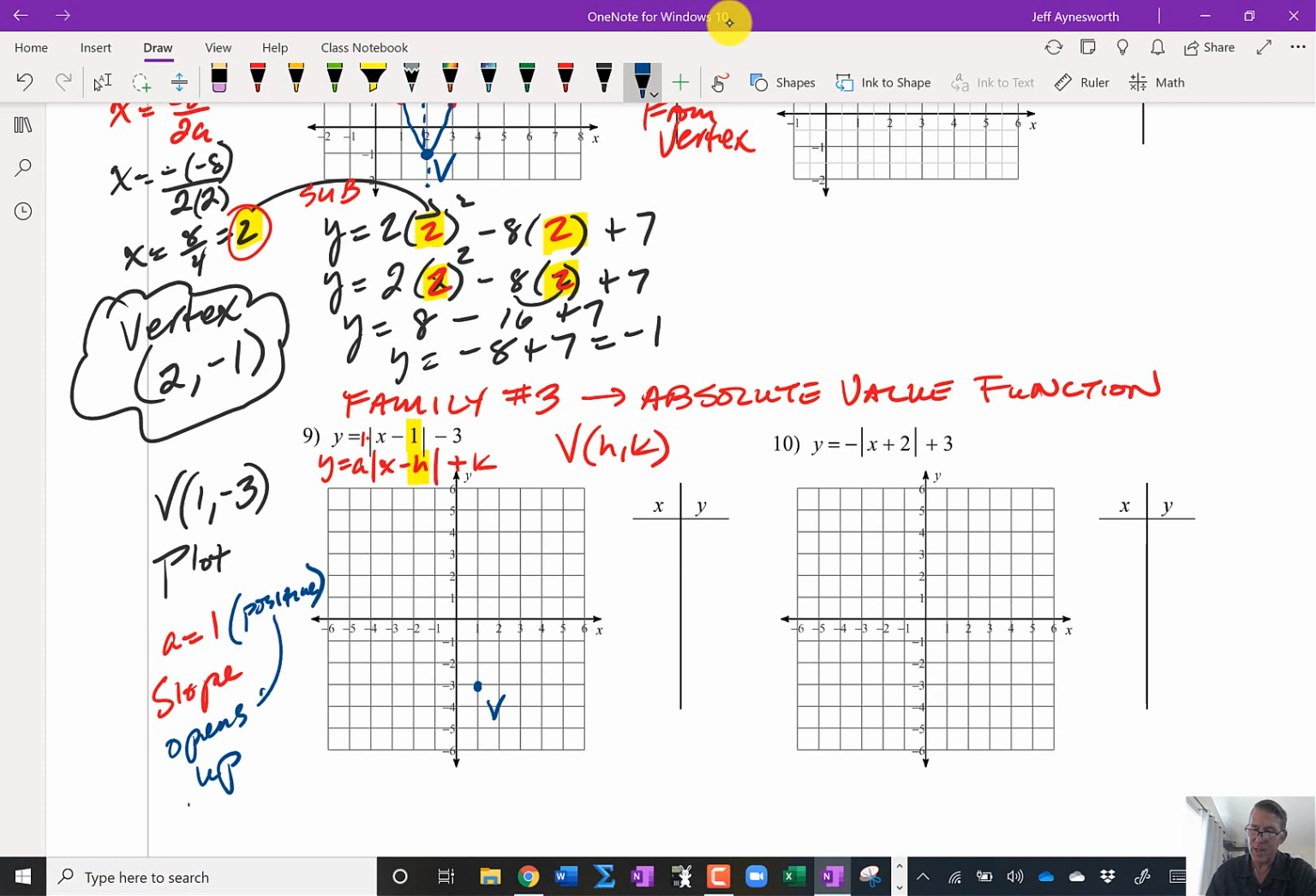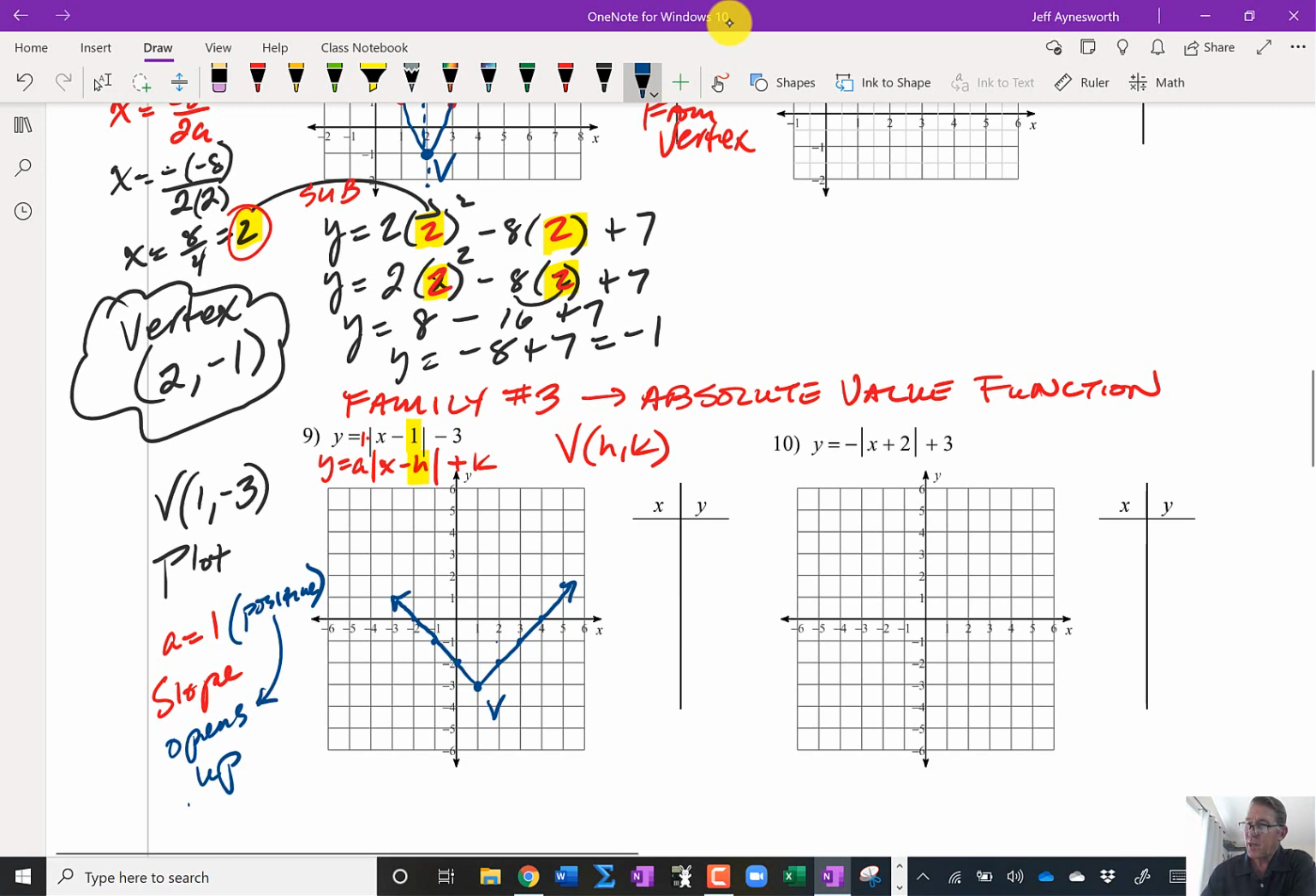Okay, that tells you that it opens up. So you draw a portion of the absolute value function to the right with a slope of 1. So you go up 1, right 1, up 1, right 1, up 1, right 1. So that's the one portion of the absolute value function, and then you use the slope of negative 1 on the left side. So you go up 1, left 1, up 1, left 1, up 1, left 1. That's probably the easiest way you can graph an absolute value function.